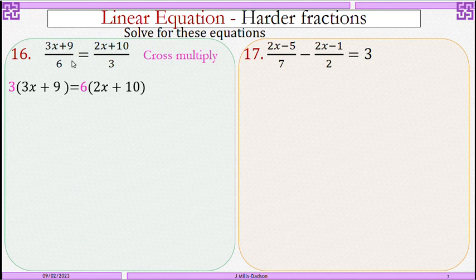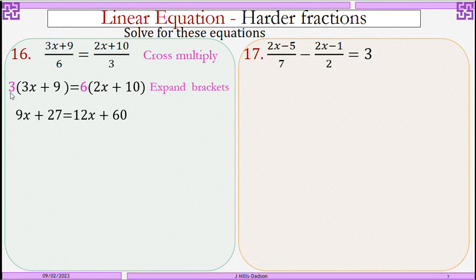When you're multiplying an expression by a number, the best way is to put it in brackets. So 3 is multiplying 3x plus 9, so that's 3 into bracket that. 6 is multiplying this, so also in bracket. Then you expand the bracket. You should know how to expand brackets by now. Each number outside is multiplying the terms inside the bracket. 3 times 3x is 9x, 3 times positive 9 is 27. The same on this side.